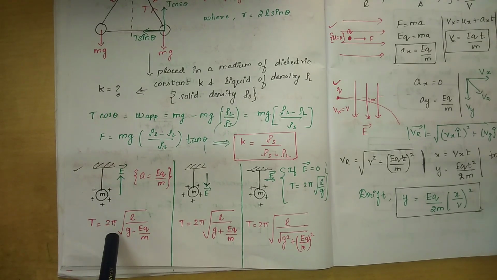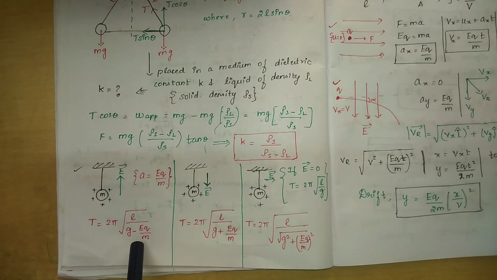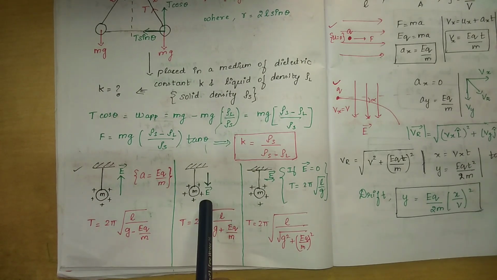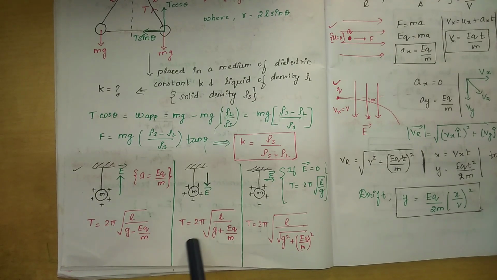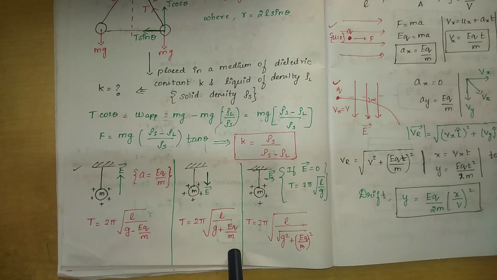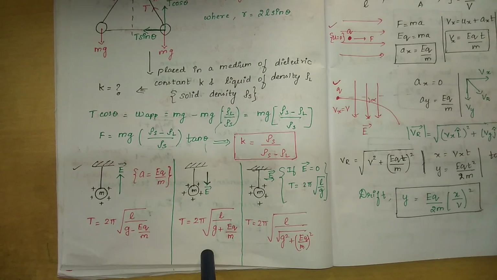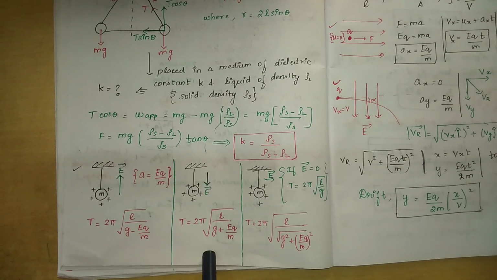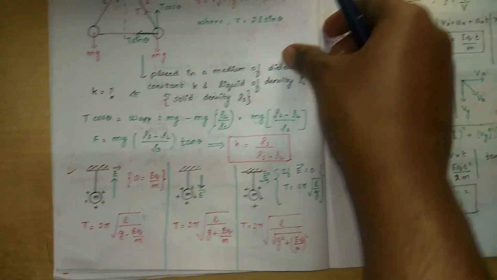So time period equals 2 pi root of L by g normally. It will become g minus EQ by m. And if it acts downwards, T equals 2 pi root of L by (g plus EQ by m). So the effective acceleration due to gravity gets added up with the acceleration.